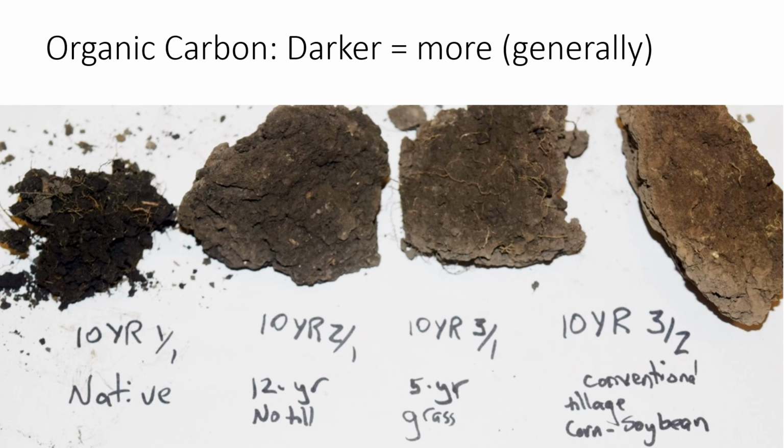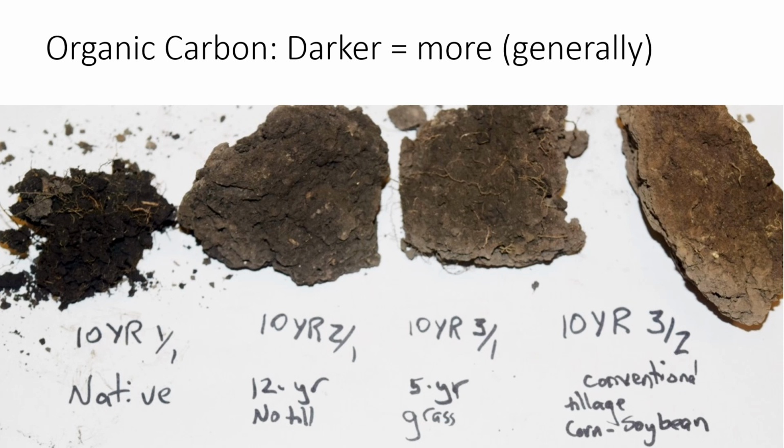Now, 5 years before this picture was taken, they saved that soil from its conventional tillage and planted it to grass. And you can see that there's a little bit of structure forming and that the color's darker. The one next over has been in no-till for 12 years. The color's darker, and you can see that there is evidence of more structure as we're increasing the organic matter.